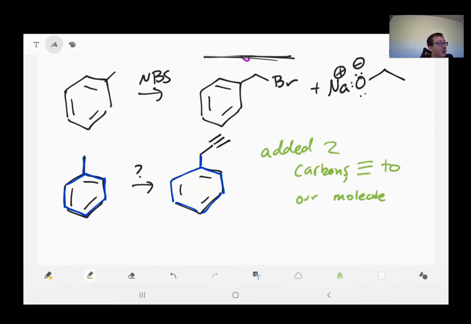So how might we go around doing this? How do we add this thing to a molecule? What was special about alkynes? They can do things that other carbons generally can't.